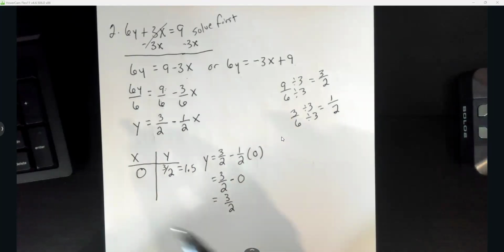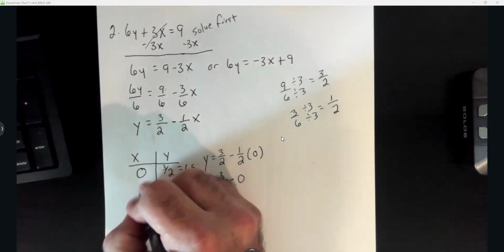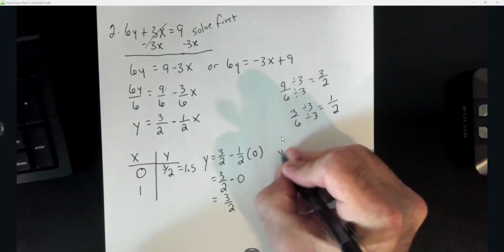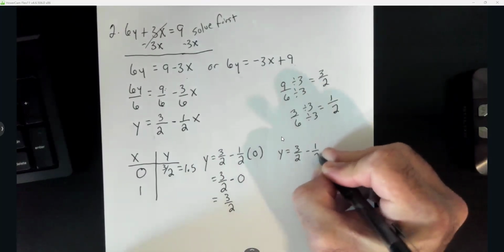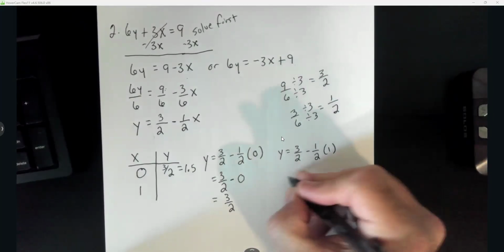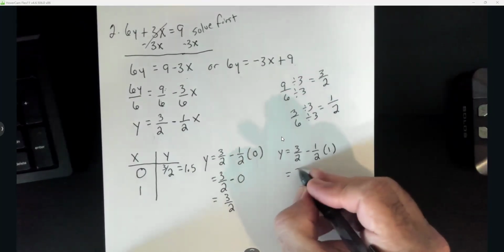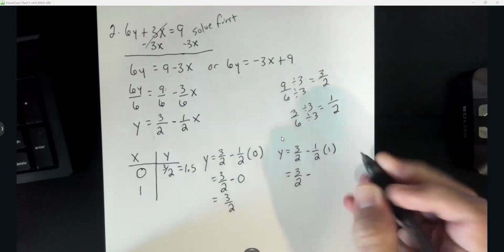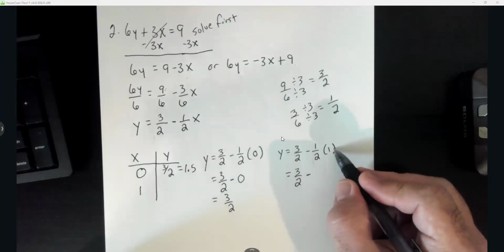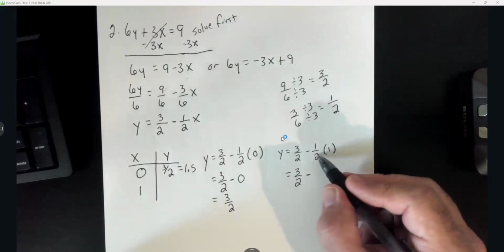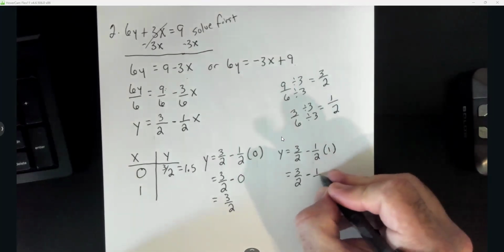All right, y'all, my second number, I'll just put a 1 in for that x. So that'll give me y equals 3 halves minus 1 half times 1. So bring down your 3 halves minus 1 half times 1. Well, anything times 1 is itself. So 1 half times 1 would be 1 half.